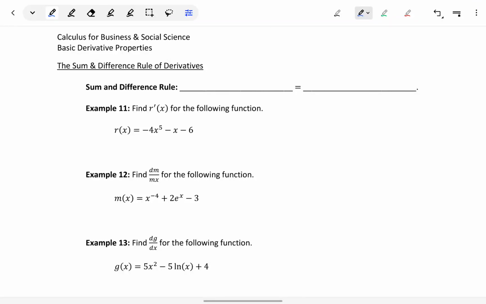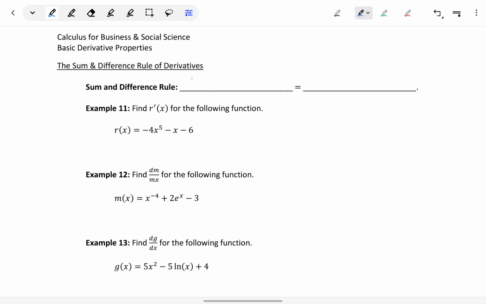In the preceding examples, we've looked at introducing some of our basic derivative properties, but only looked at functions with a single term. We know that functions can have more than one term, values added and subtracted from each other. So we need a derivative property for tackling those.